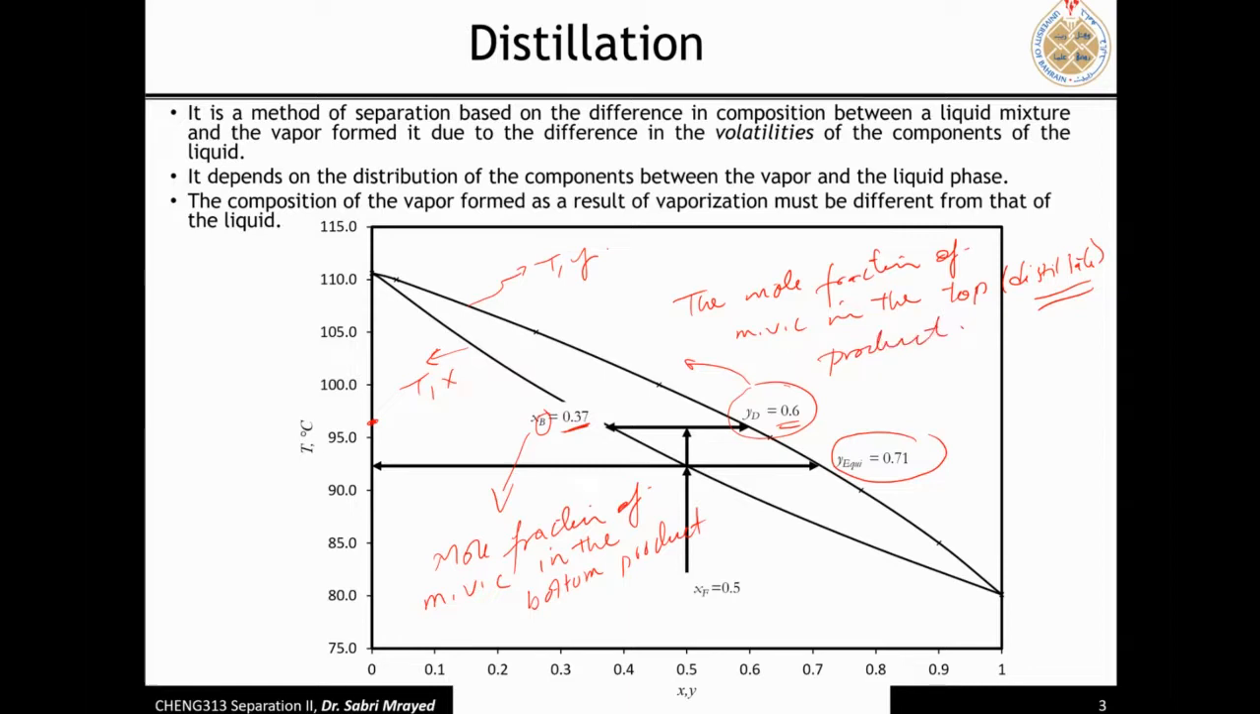I want you to see that because of this distribution of the more volatile component, if you heat that system, which contains 50% of component A, and you introduce it to a flash drum, you will end up with two different mixtures. One will have 60%, the other one will have 40% almost.